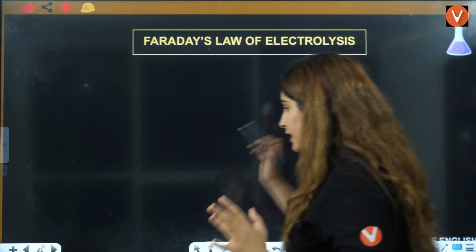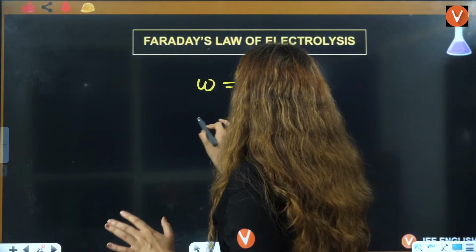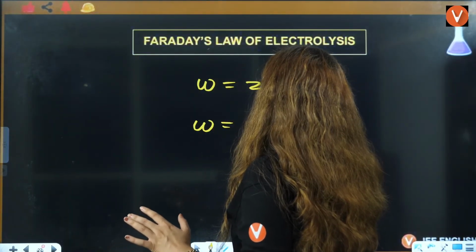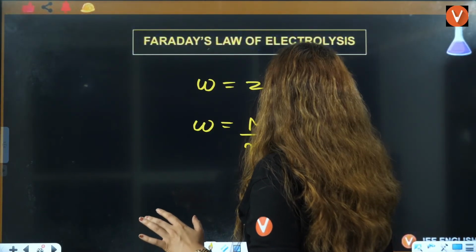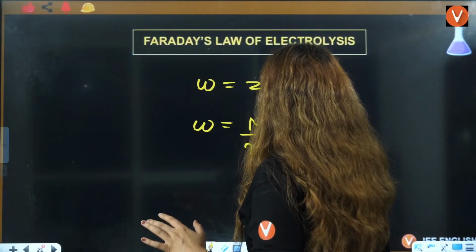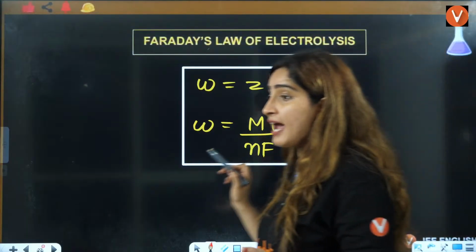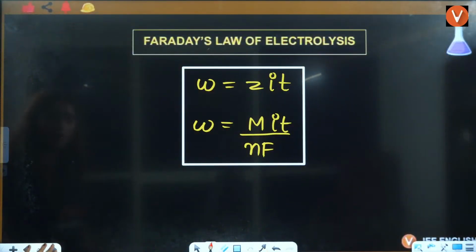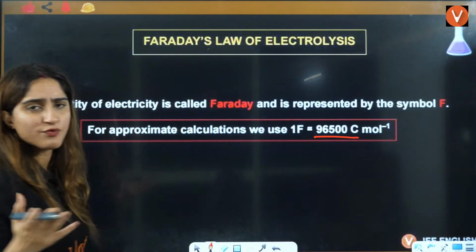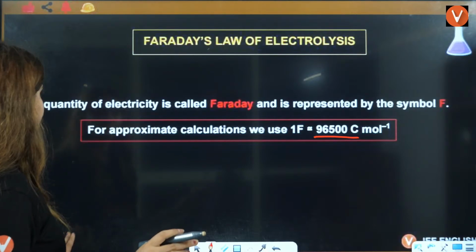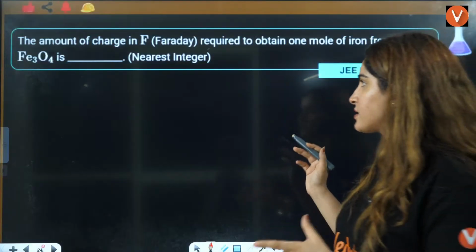This I already explained to you. The value is W equals ZIt, or W equals molar mass by nF into It. Not your IIT. If you want to get into IIT, you have to know this It as well. Otherwise IIT is not possible, right? So now, what is Faraday? The Faraday approximate value is 96500. Let's see the questions, because they are not going to ask theory, they will ask questions based on this.